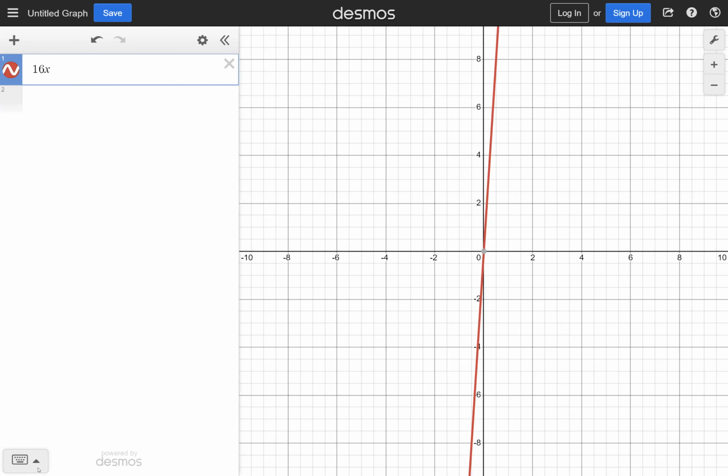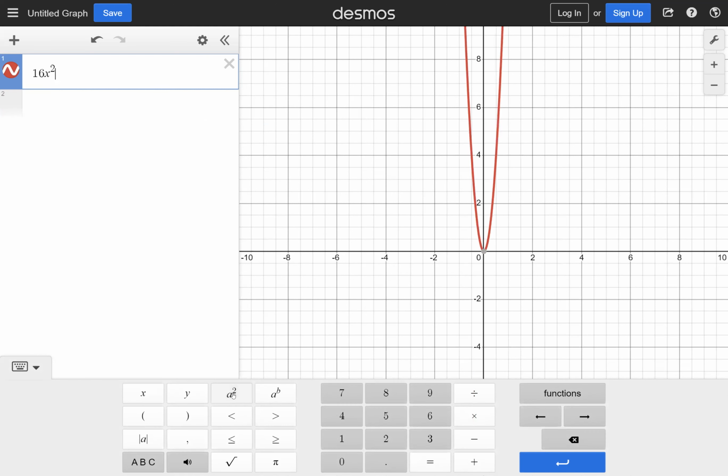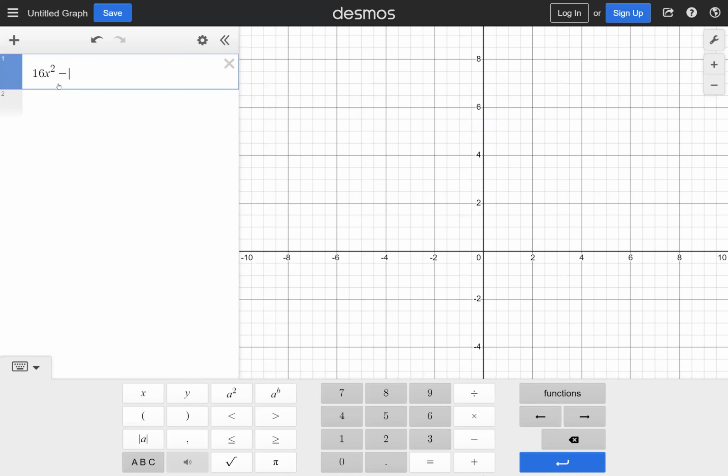In order to get to the square, I can either choose the keyboard a squared, but make sure you're using x instead of putting another variable in there. Or I could use shift and the number 6, which is the caret symbol on my keyboard, and then I can put the exponent of my choice. So here it said to subtract 49 and set it equal to 0.